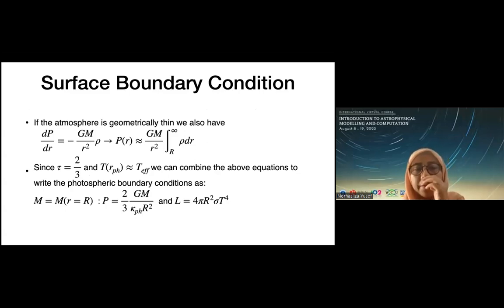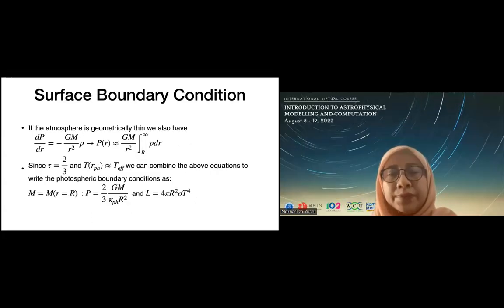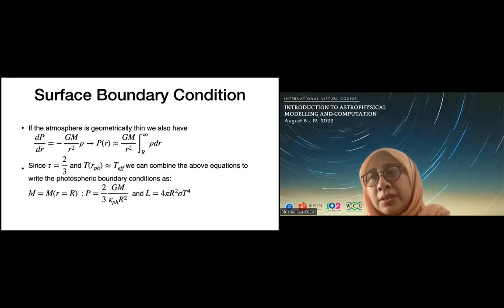Here, when the atmosphere is very thin, our stellar structure equations can be simplified: the pressure, the gravitational acceleration and the mass are considered constant with R, and then we just integrate over the density only. Because we already know the conditions at that particular surface, from there we can easily estimate the surface value for our pressure.